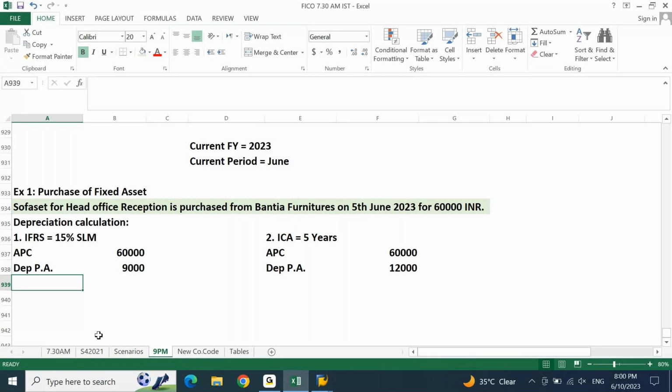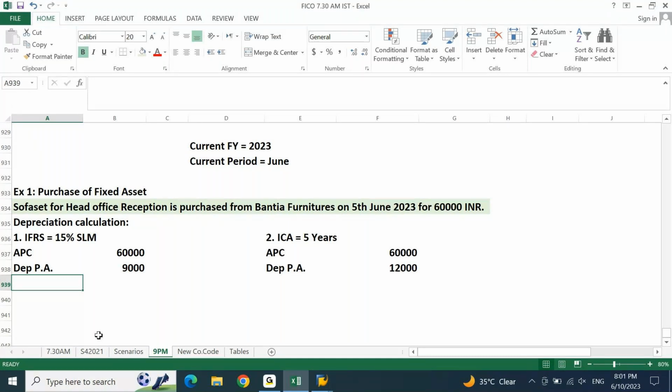Now, according to us, currently we are on fiscal year 2023. Current month is June. Now, we know for IFRS there is a different fiscal year. For Indian Companies Act there is a different fiscal year. Are we following the same fiscal year starting for both IFRS and Indian Companies Act, or is our fiscal year different for both? Different for both.